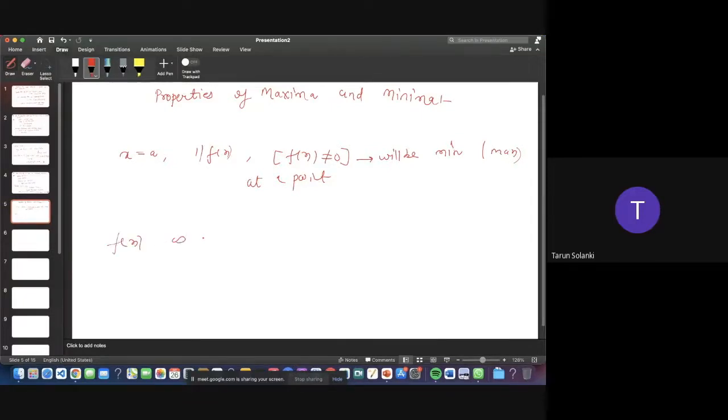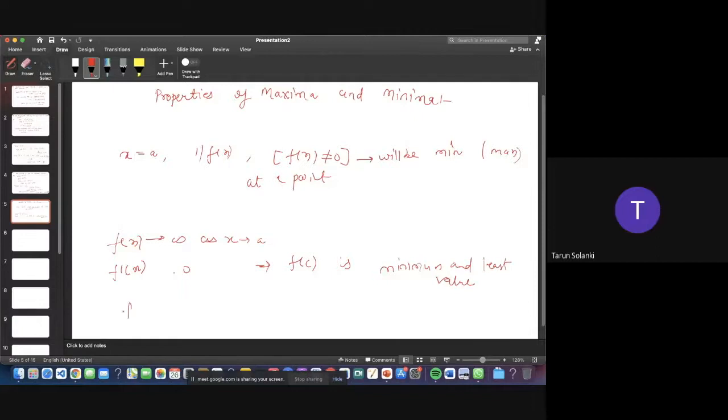Next, if f(x) tends to infinity as x tends to a, and f'(x) equals 0 only for one value of x, let's say it be c, between a and b, then f(c) is the minimum and least value.